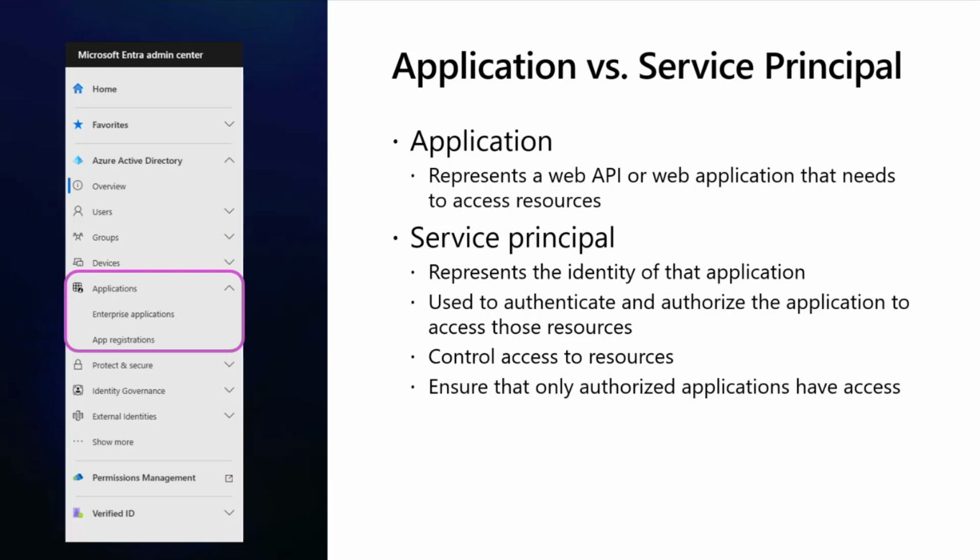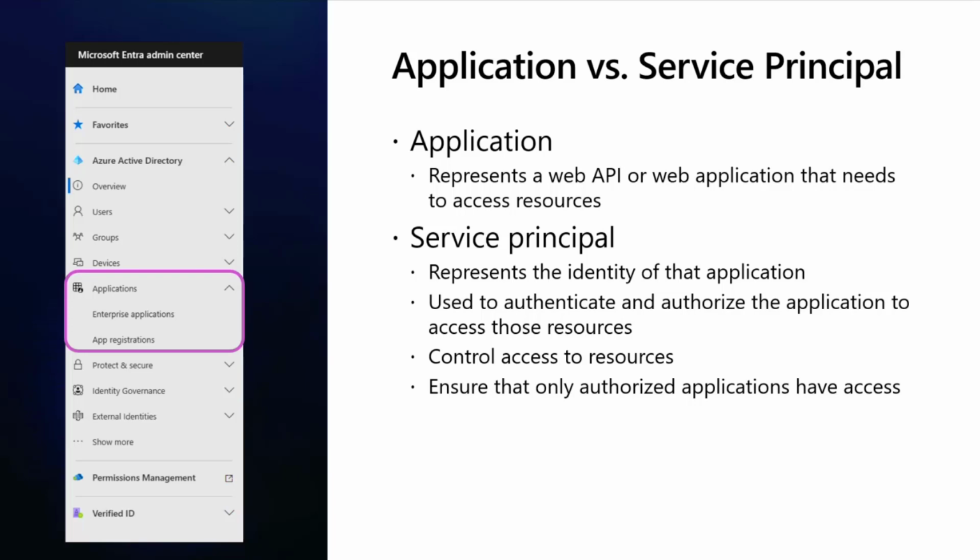There's no security information related to the application. You will find the application registration in the Microsoft Entra Admin Center under app registrations, and that's where this object resides. The service principal is bound to the application object. So it represents the identity of the application. That's the security part of it.